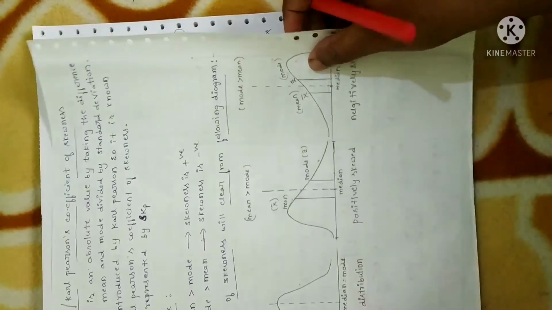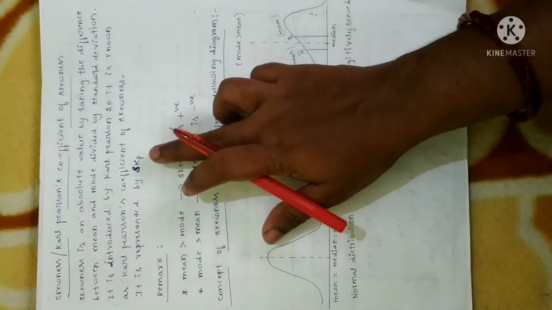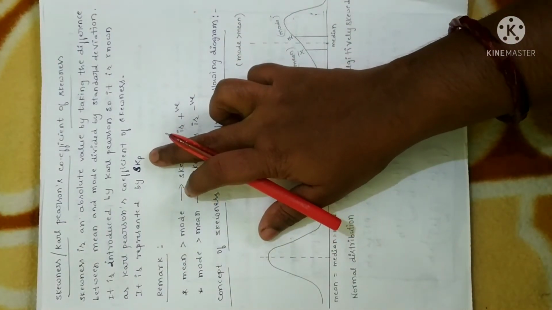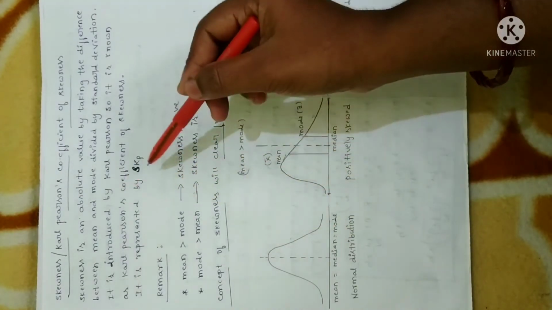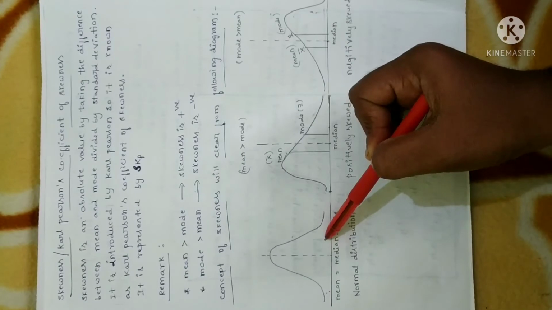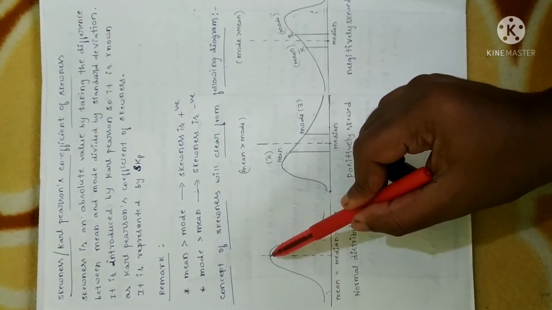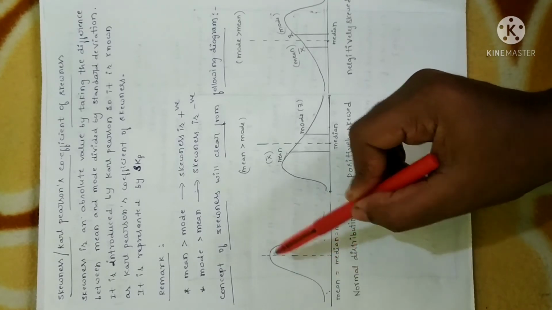So here are the notes. I'll forward the same in the group. You just copy. Coefficient of skewness is represented by SKP and it was invented by Karl Pearson, so it is named after him. Now you can see that here mean is equal to median. As I said, median is the central tendency value. It represents the accurate value of a central tendency, the measure of central tendency.